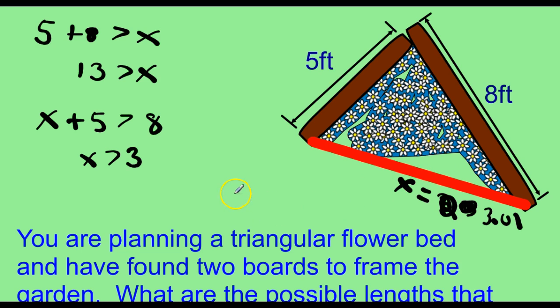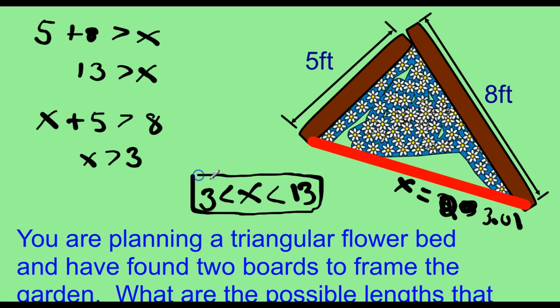So my range of possible values for that X is this. I'm going to say X must be less than 13. That's what we got up here. But it has to be bigger than 3. And so this is my answer. Any value between, but not equal to, 3 and 13 are possible triangle lengths with sides 5 and 8.